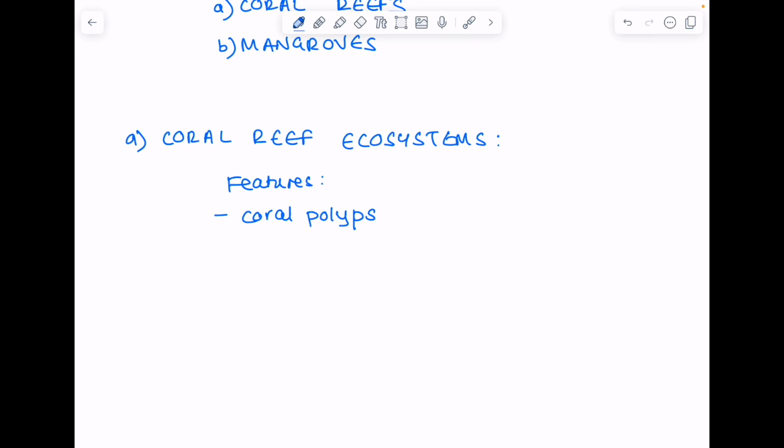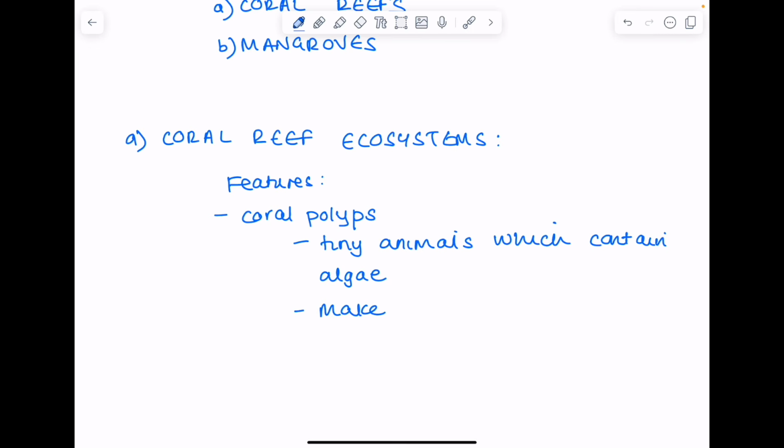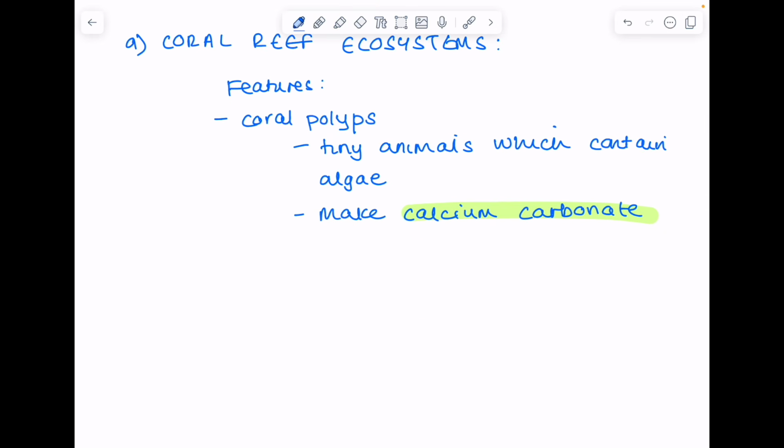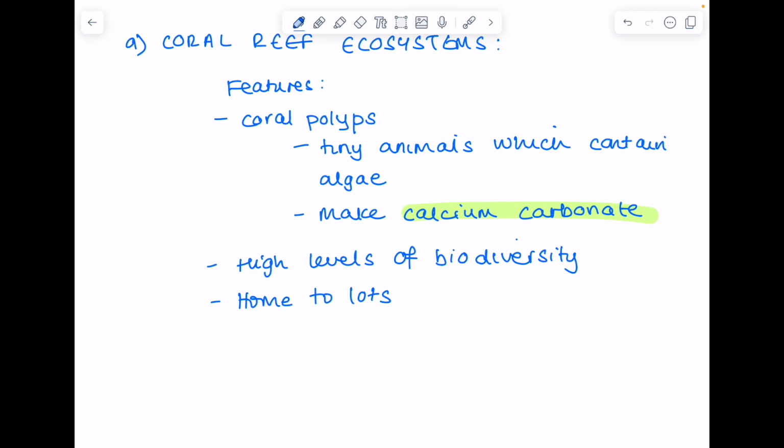But the point about coral polyps is that they're tiny animals which contain algae, which is a type of plant. They make calcium carbonate. So that's a feature that you'll need to provide in the exam, that coral reef ecosystems contain a lot of calcium carbonate, that's limestone, and that's actually what makes them so hard. Commonly found in coral reefs is high levels of biodiversity, so that's the variety of animals and plants found there, and that they're home to lots of small fish. So if you've seen Finding Nemo, clownfish for example.